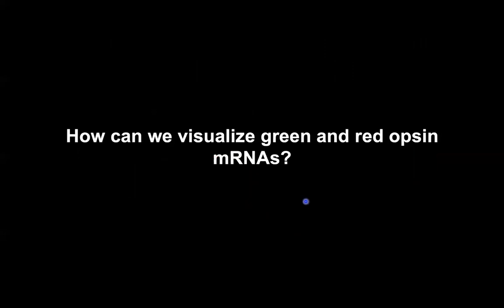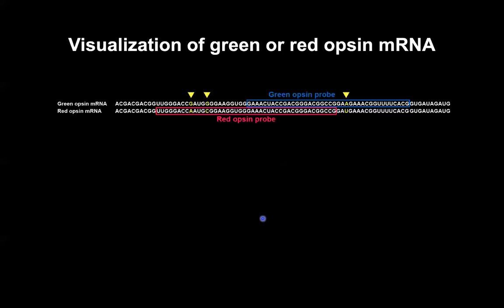But first, we needed a way to visualize red and green opsin. As I previously mentioned, we didn't have a way to differentiate the two, and a concerted effort to tag the locus was unsuccessful. I turned to an in situ approach that differentiated between these 3 SNPs in green and red opsin, the probes binding these regions highlighted here.